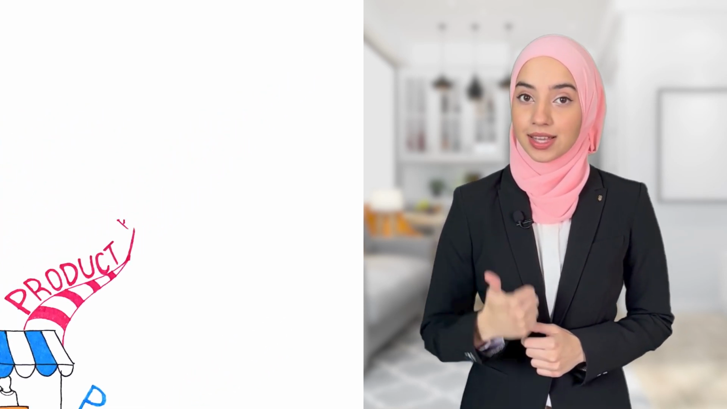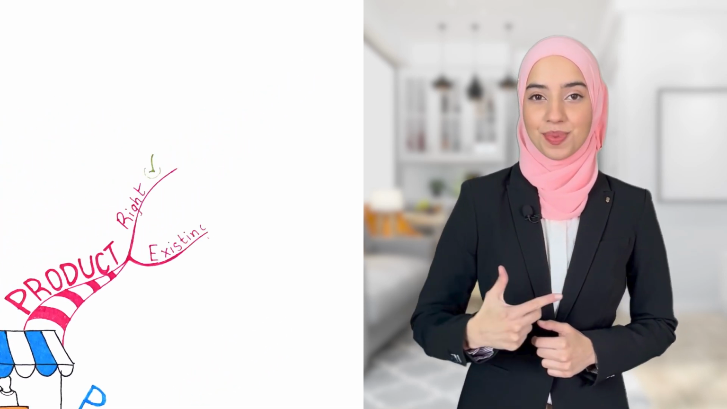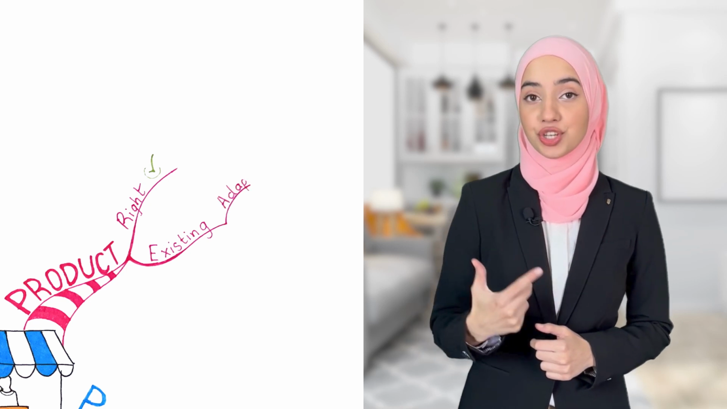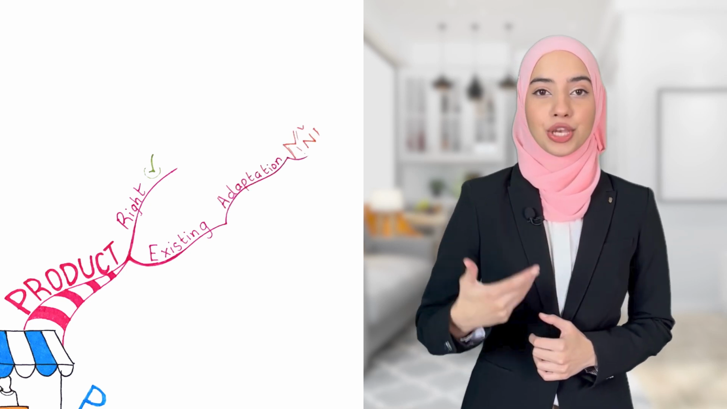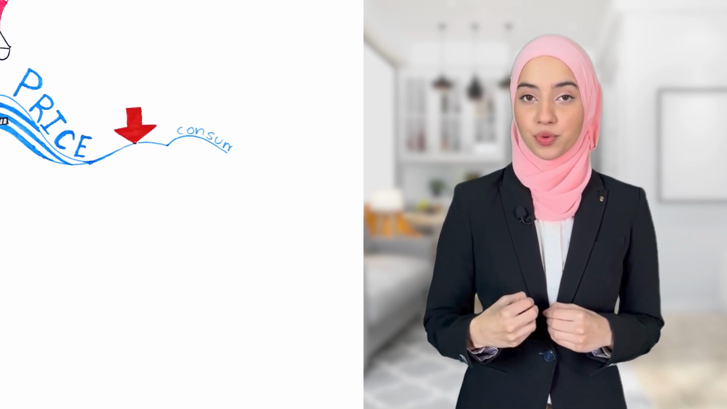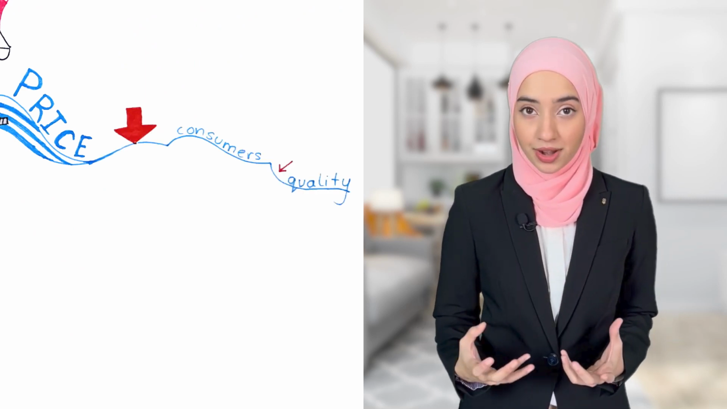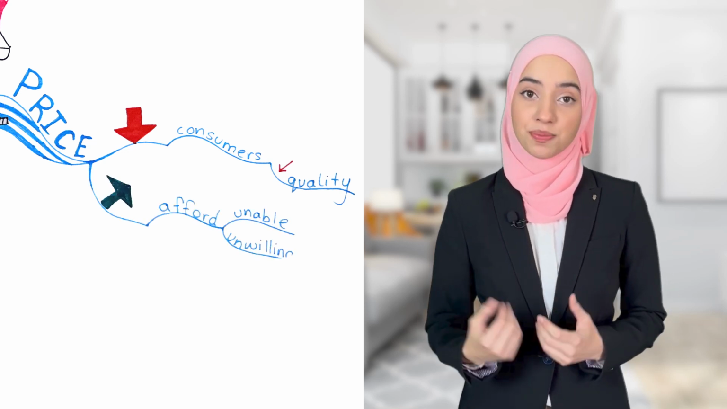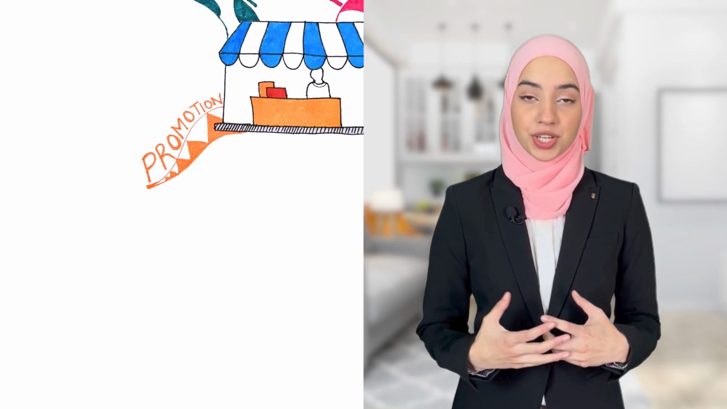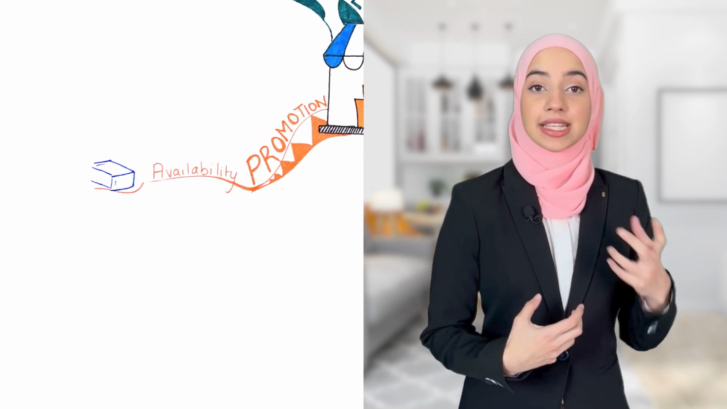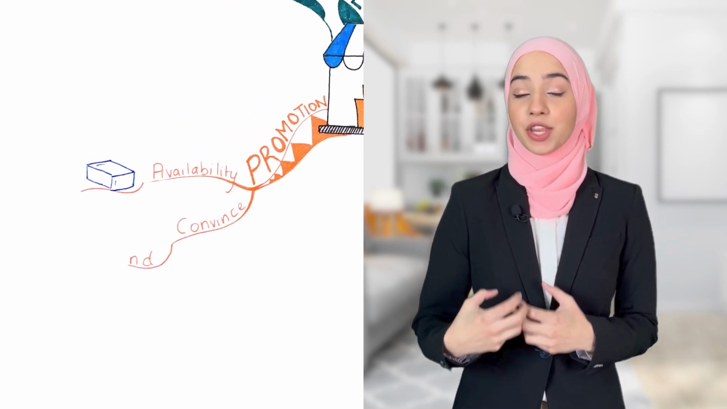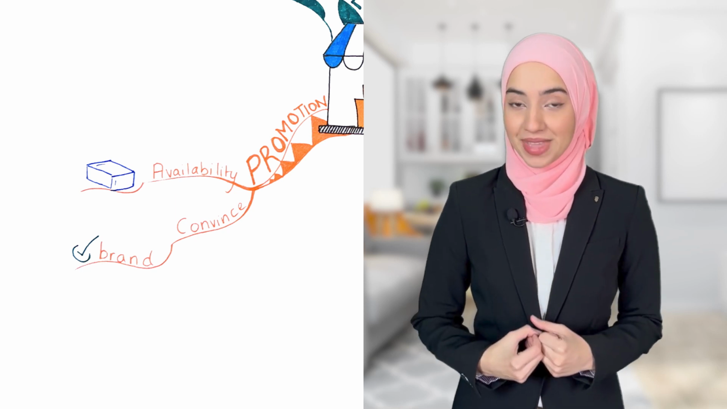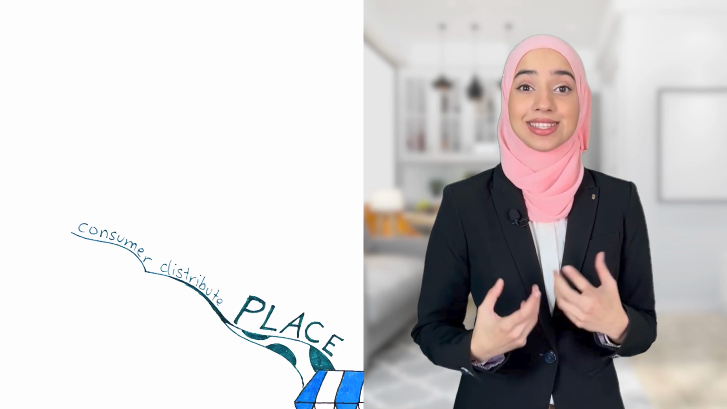First is product. Consumers need the right product. This could be an existing product, an adaptation of an existing product, or a newly developed one. Second is price. If the price is too low, consumers could lose trust in the quality of the product, or if it's too high, then consumers could be unable and unwilling to pay for it. And third is promotion. Telling consumers that your product is available and convincing them that your brand is the right one for them. And the last and fourth one is place, which refers to how your product is distributed.